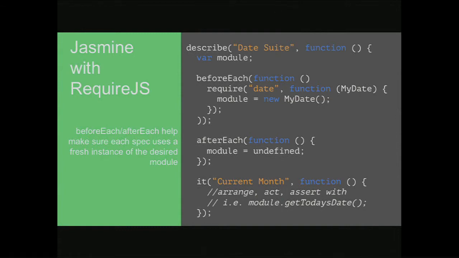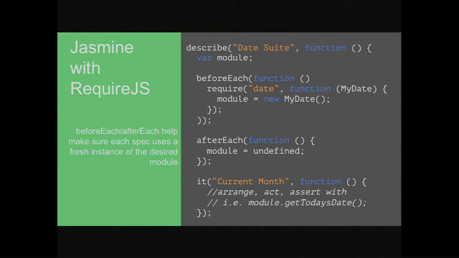When you bring these two together, Jasmine also provides a beforeEach. Before each one of these specs run, before each it, it says, using require.js, go get my date module and instantiate a new one. This way, as I manipulate the instance of the my date object, I always start fresh. Each one of my unit tests is always starting with a fresh instance of my component. Then afterEach, I just set it undefined, clear it out. And you go on and on and on.